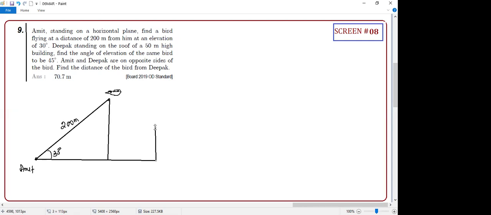It's very, very important, right? The visualization is very, very important. Done. So you just create an imaginary line. And from here, he is looking at the same bird, same position. But the angle is 45 degrees.